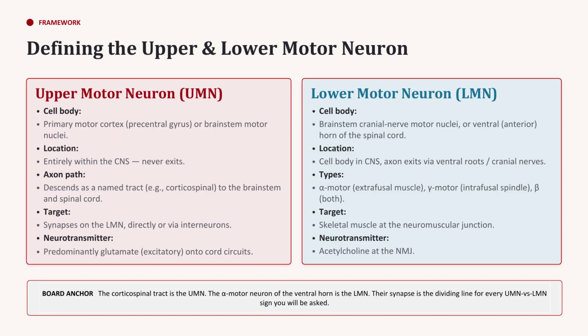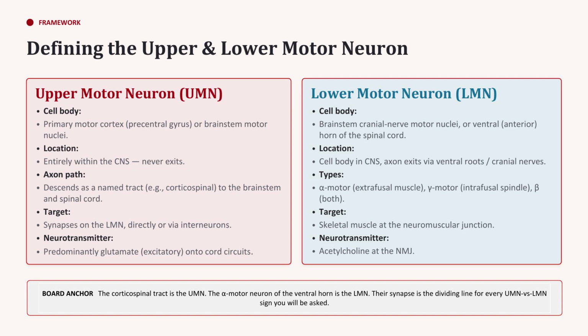Let's be precise, because sloppy definitions cause wrong answers. The upper motor neuron has its cell body in the primary motor cortex, or in a brainstem motor nucleus, and it stays inside the CNS for its whole life. Its axon forms the descending tracts. It releases glutamate onto spinal circuitry. The lower motor neuron has its cell body in either a cranial nerve motor nucleus in the brainstem or the ventral horn of the spinal cord. Its axon exits the CNS through a cranial nerve or a ventral root and terminates on skeletal muscle, releasing acetylcholine at the neuromuscular junction.